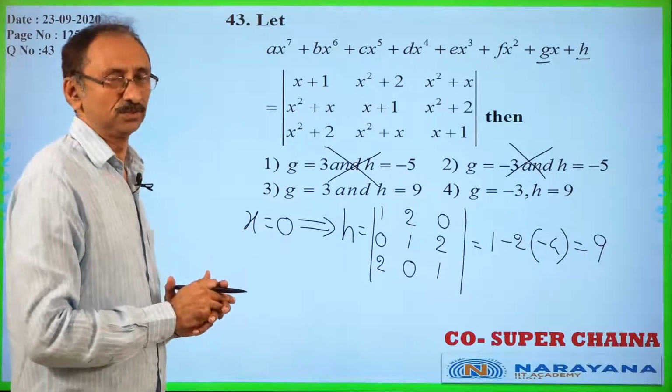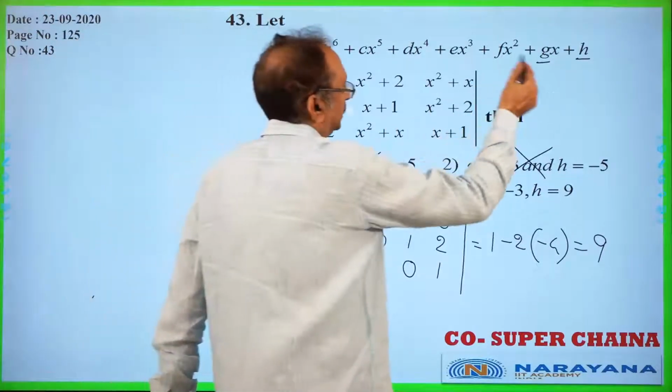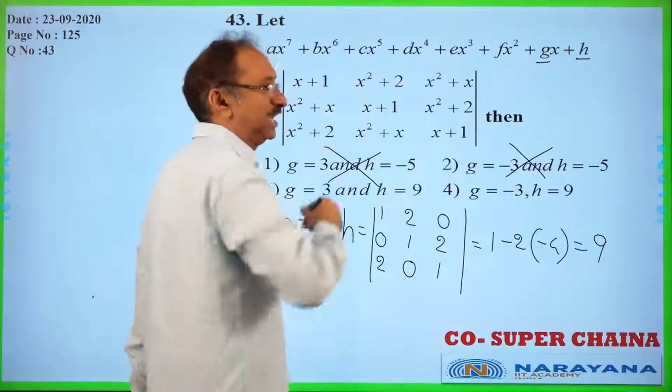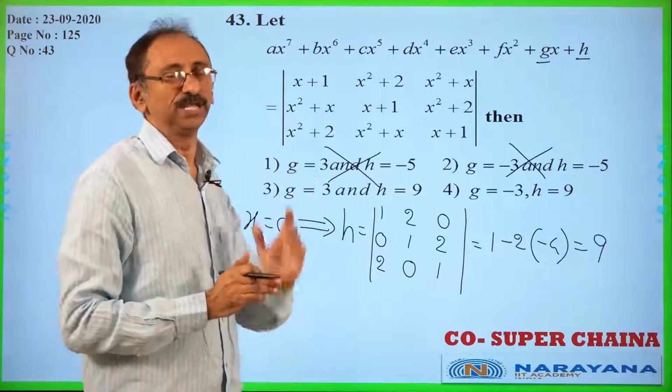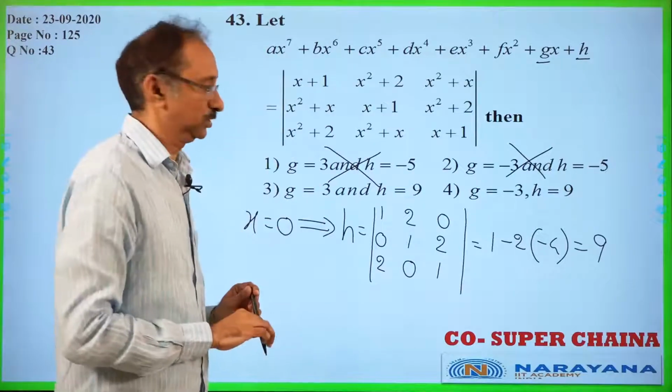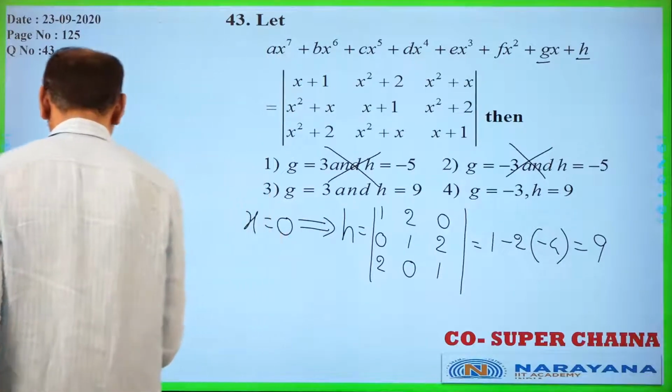We know that also. To get the value of g, differentiate the entire equation with respect to x, and after that, substitute x equal to 0. Okay, so we'll do that on the next page.